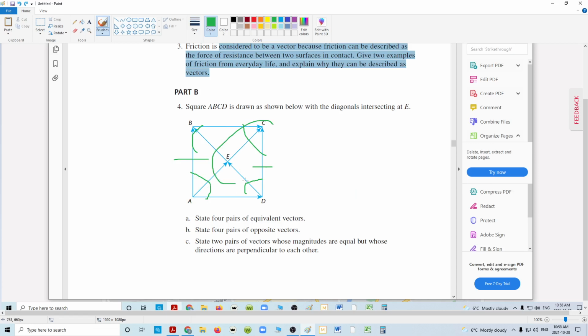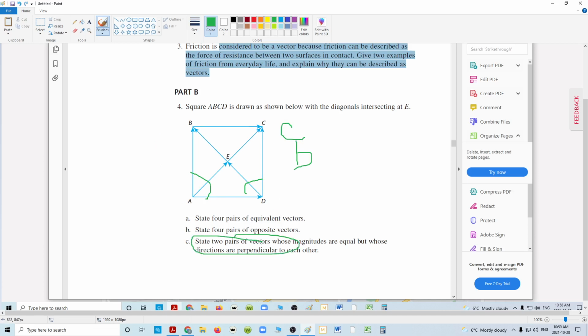AE will be equivalent to EC because all these triangles are congruent. And DE will be the same as EB, these two here. State vectors in opposite directions. Let's see now, we'd have to reverse, so CD this way. Well, you just reverse all the ones we just stated.